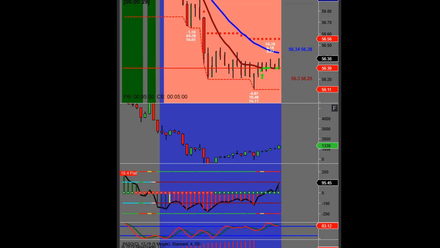38. One more push. 39 will trigger some stops and push it towards 40, 42. Here we go. Come on. Some seller coming in at 38. I moved my stop to 30 now. And if it doesn't move out quickly from here, here we go.